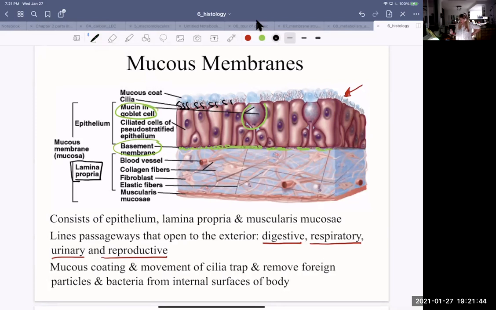Underneath the lamina propria is the muscularis mucosae. So that is the smooth muscle that, if it were surrounding the intestines and the digestive system, would be the ones performing peristalsis and moving food through the system. Mucous membranes.